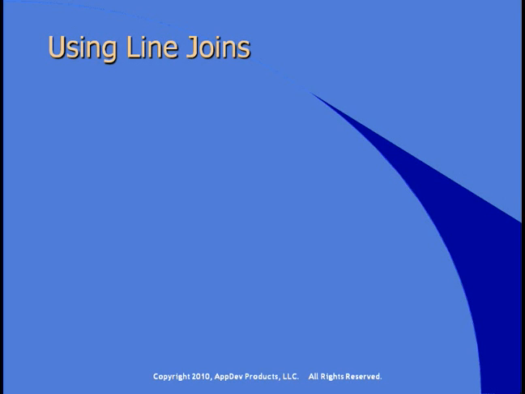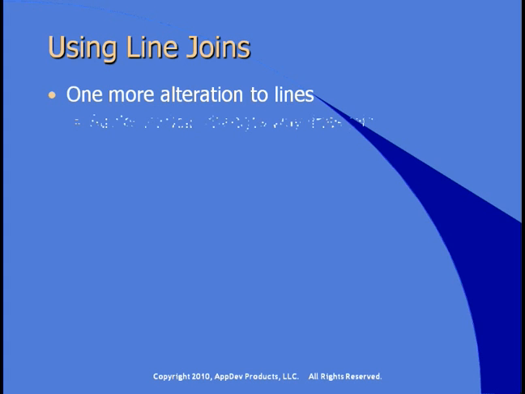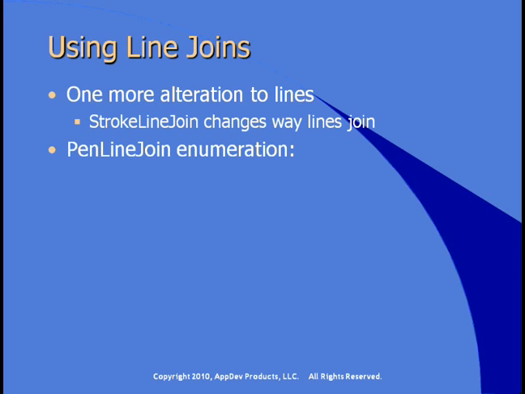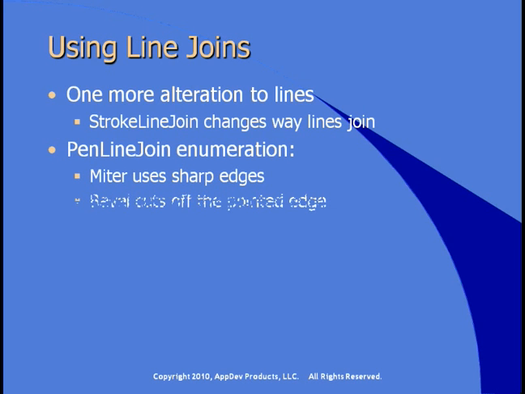There's one more wrinkle in the line shape puzzle, and that is using line joins. The stroke line join property changes the way lines join to each other. You can use any value from the pen line join enumeration. There's miter, which uses sharp edges. There's bevel, which cuts off the pointed edge, and round, which gently rounds the corner.